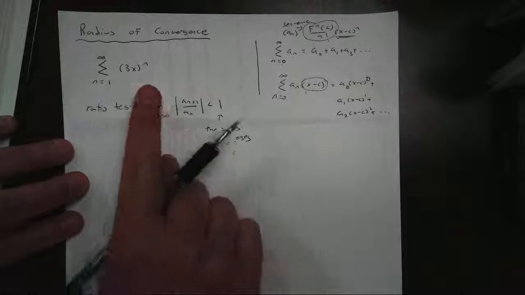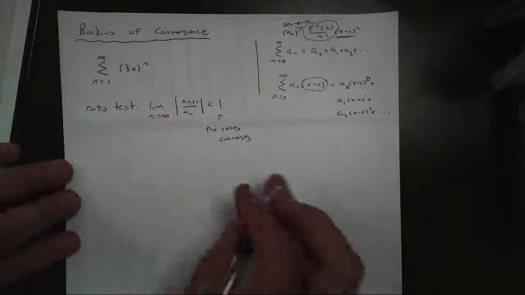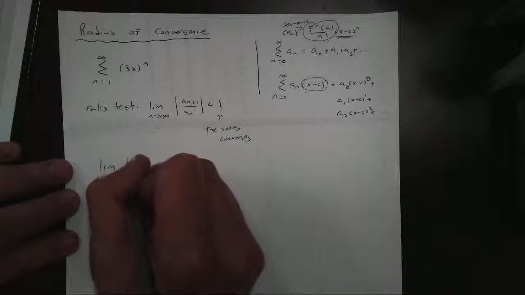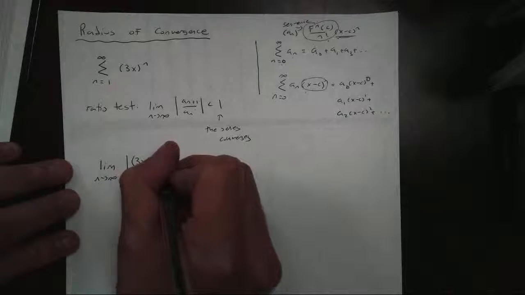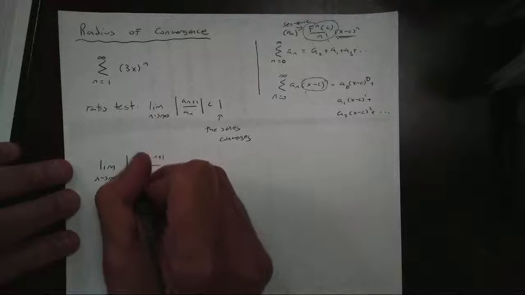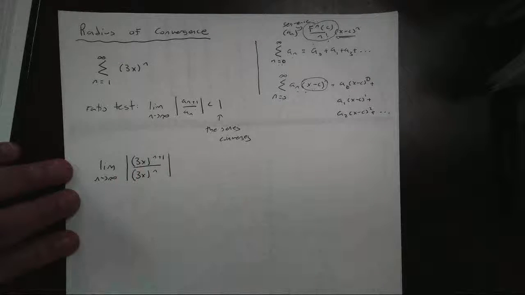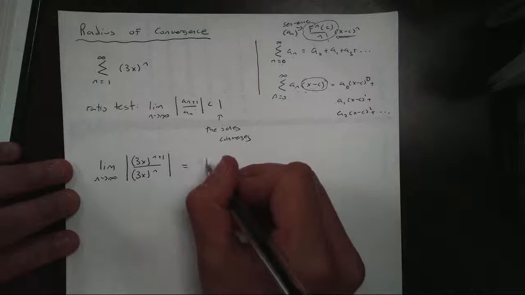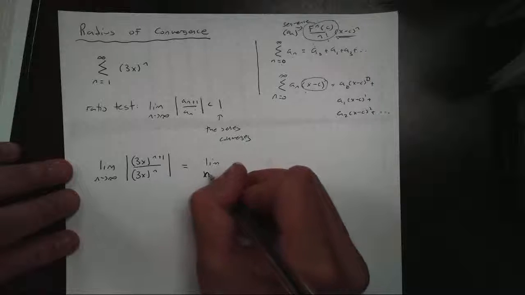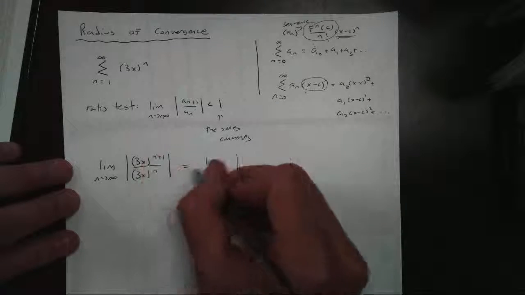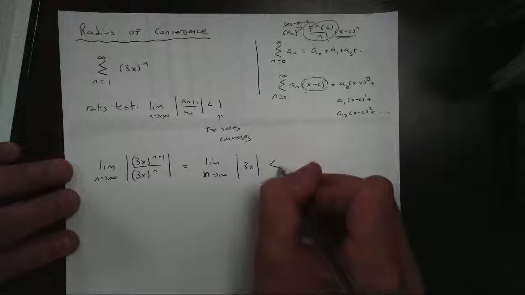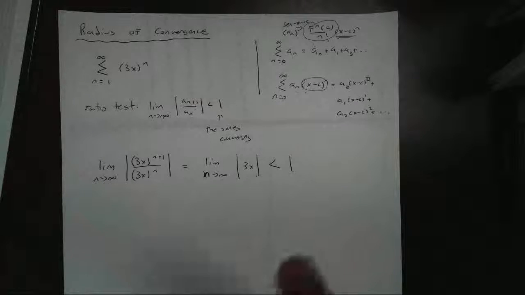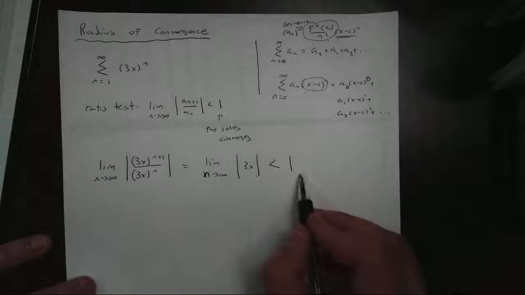So what we're going to do is take our series and apply the ratio test to it. And it's not that bad in this case. We get the limit as n goes to infinity of 3x to the n plus 1 divided by 3x to the n. And if I simplify this, we get the limit as n goes to infinity of just 3x. And for this to converge, this whole limit has to be less than 1. And that's the whole thing. If the ratio is less than 1, then the series must converge.